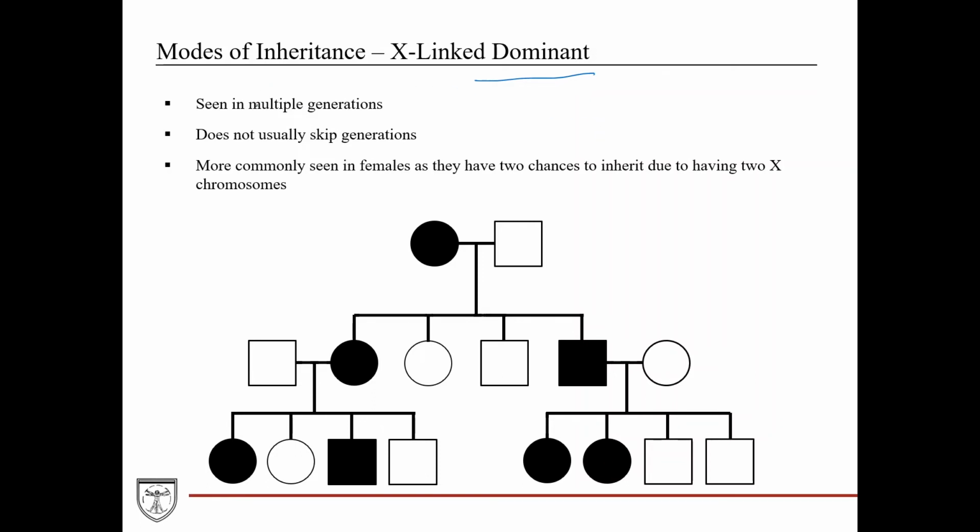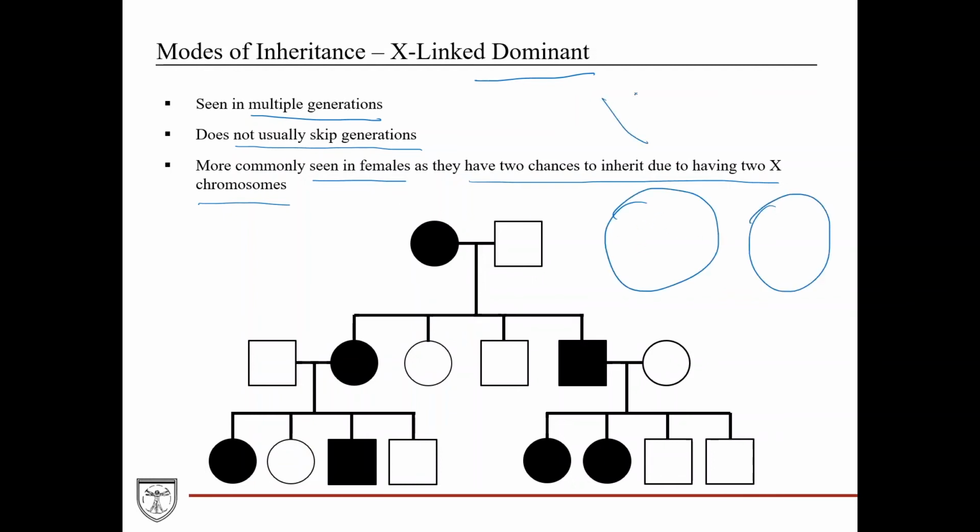So X-linked dominant disorders are seen in multiple generations, so they usually do not skip generations. They're more commonly seen in females, as they have two chances to inherit due to having two X chromosomes, versus males, which only have one X chromosome. And again, let's look at this here. For females, all they have to do is get one dominant allele, even if they have a copy of the recessive allele.